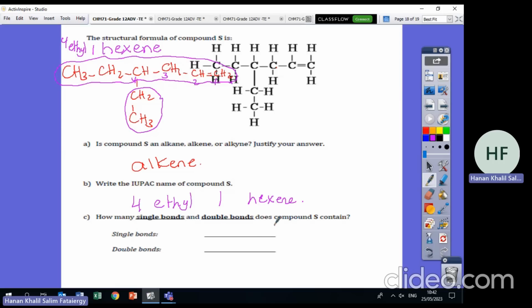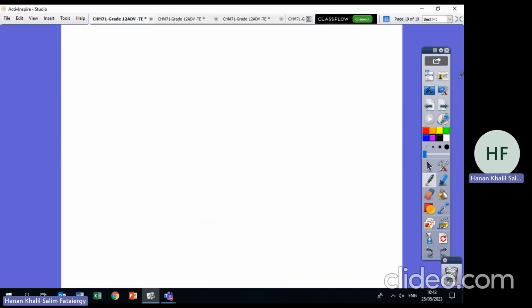How many single bonds and how many double bonds? We have 1 double bond and the single bonds are 1, 2, 3, 4, 5, 6, 7, 8, 9, 10, 11, 12, 13, 14, 15, 16, 20, 21, 22. So we have 22 single bonds. Okay, now we are done with lesson 1. I will start with lesson 2.